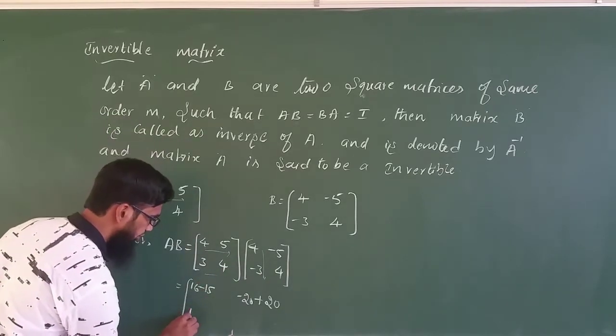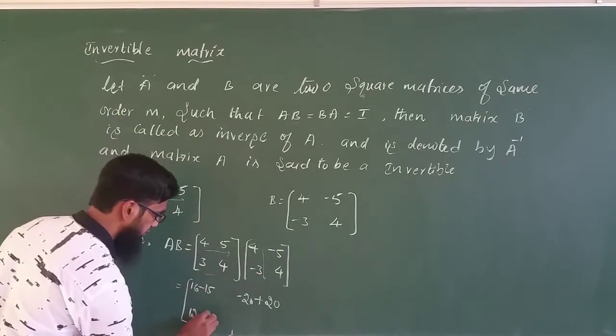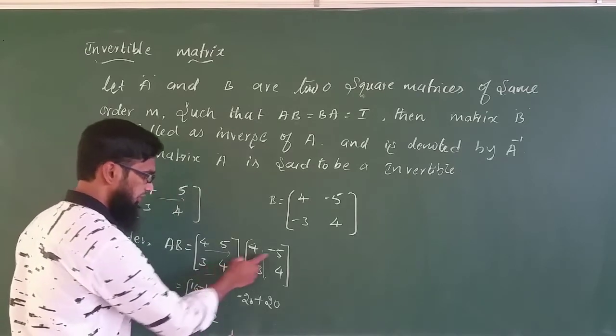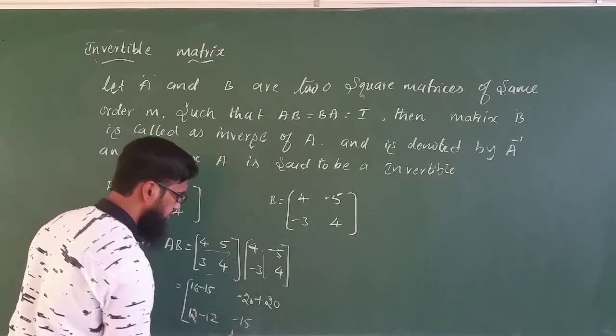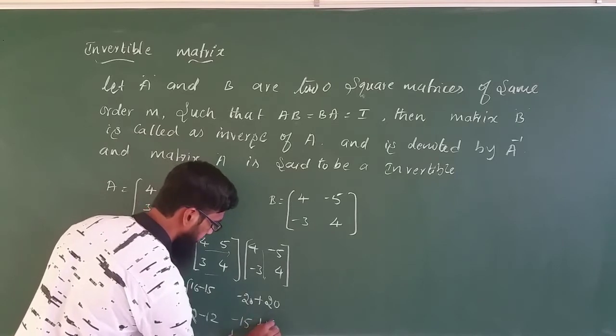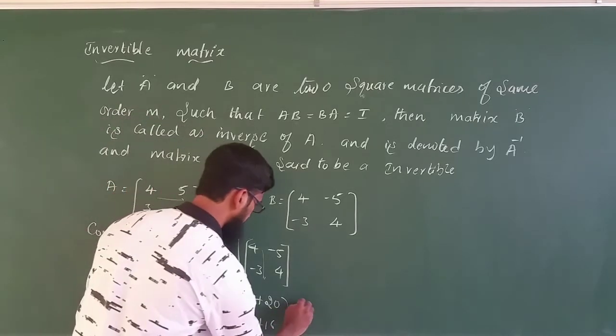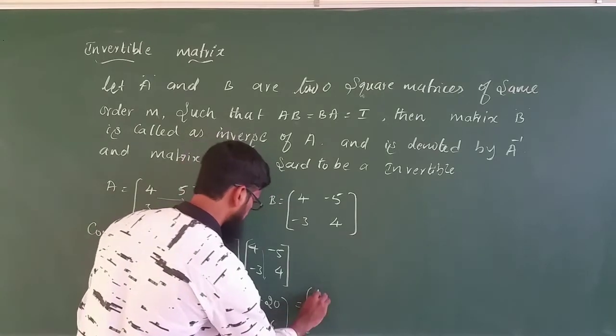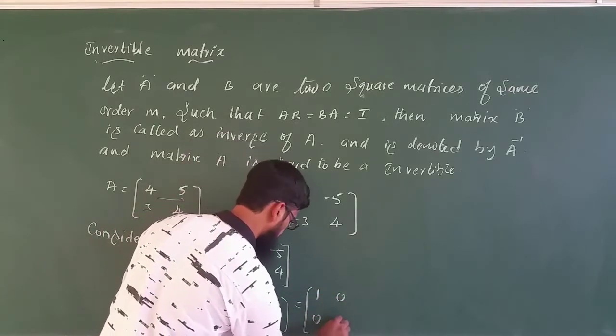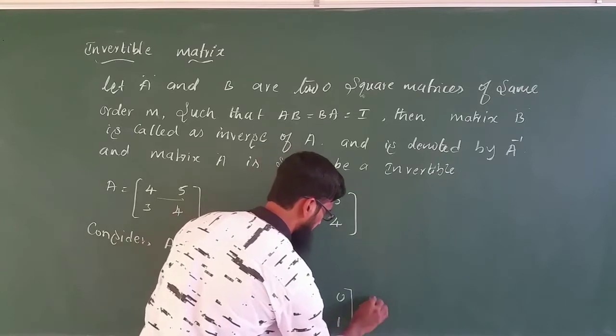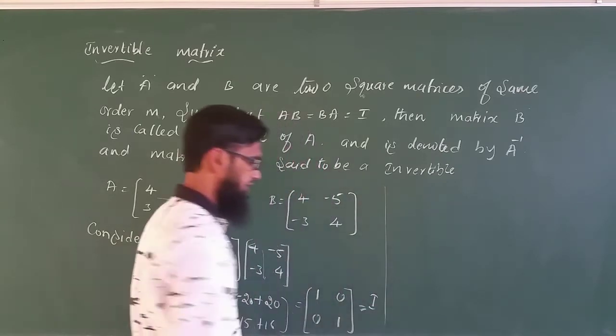So 3 4s are 12, minus 12 here. Again 3 5s are 15 with minus, so minus 15 plus 4 4s are 16. So now this is what we are getting here. If I simplify, what I am getting is 1 0 0 1. This is nothing but the identity matrix I.